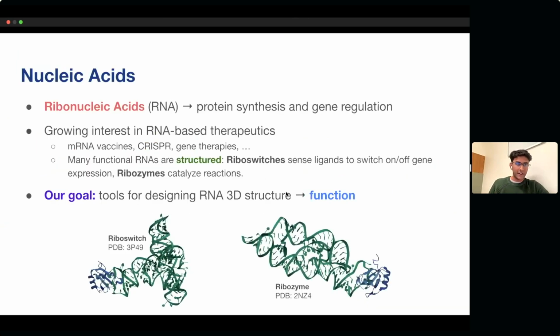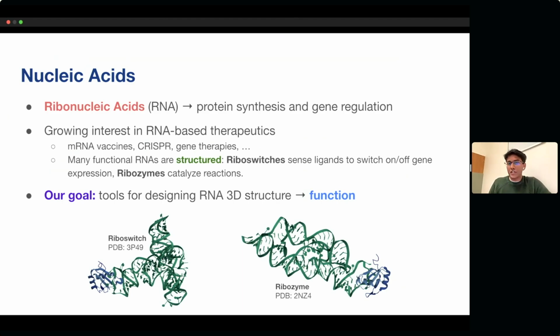Let's get started. So just a refresher on nucleic acids, or specifically ribonucleic acids, RNA. They're super important. They facilitate protein synthesis, gene regulation. They essentially make you, you. And over the past few years, there's been a lot of interest in RNA biomedicine. We've heard a lot of action in terms of CRISPR and, because of the pandemic, mRNA vaccines and a whole bunch of other related therapeutics.